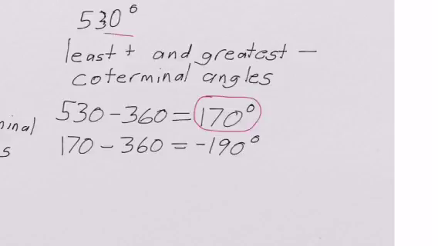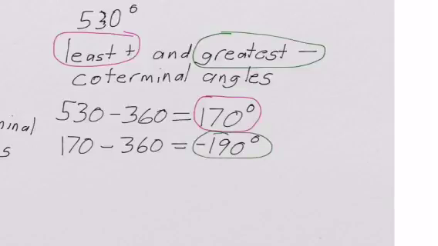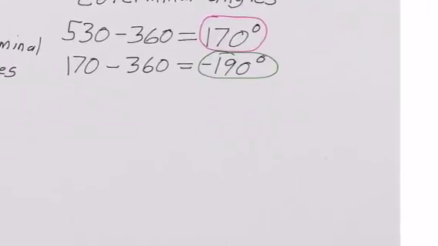And then my greatest negative, which I'll circle in green, is going to be that negative 190. So by doing stuff like this, we can always find a coterminal angle between 0 and 360 for any angle.